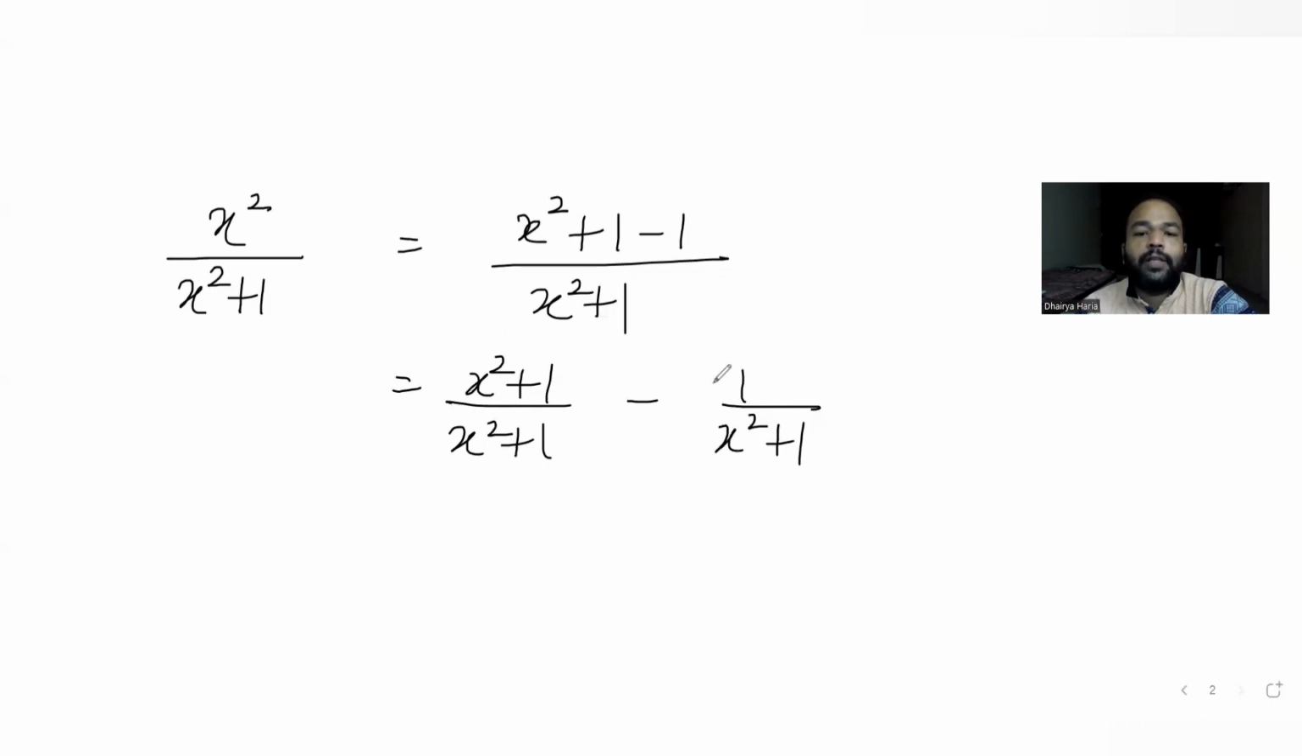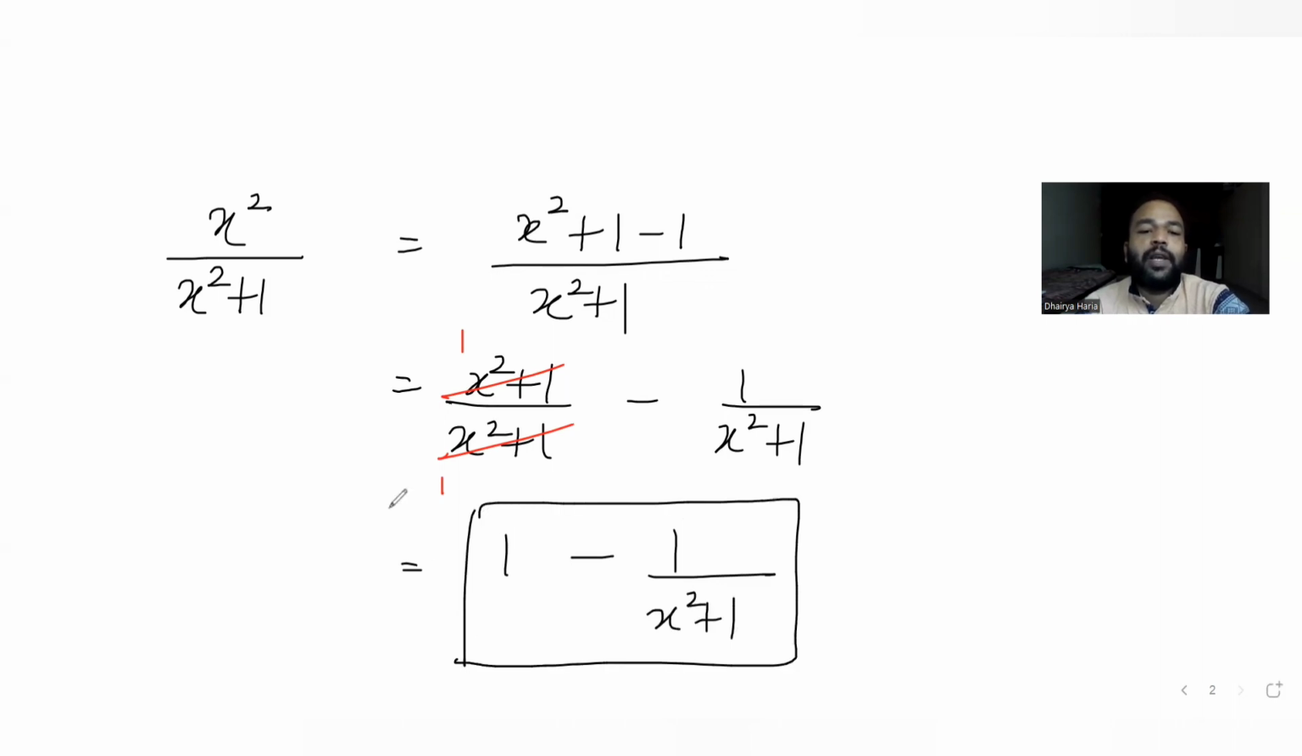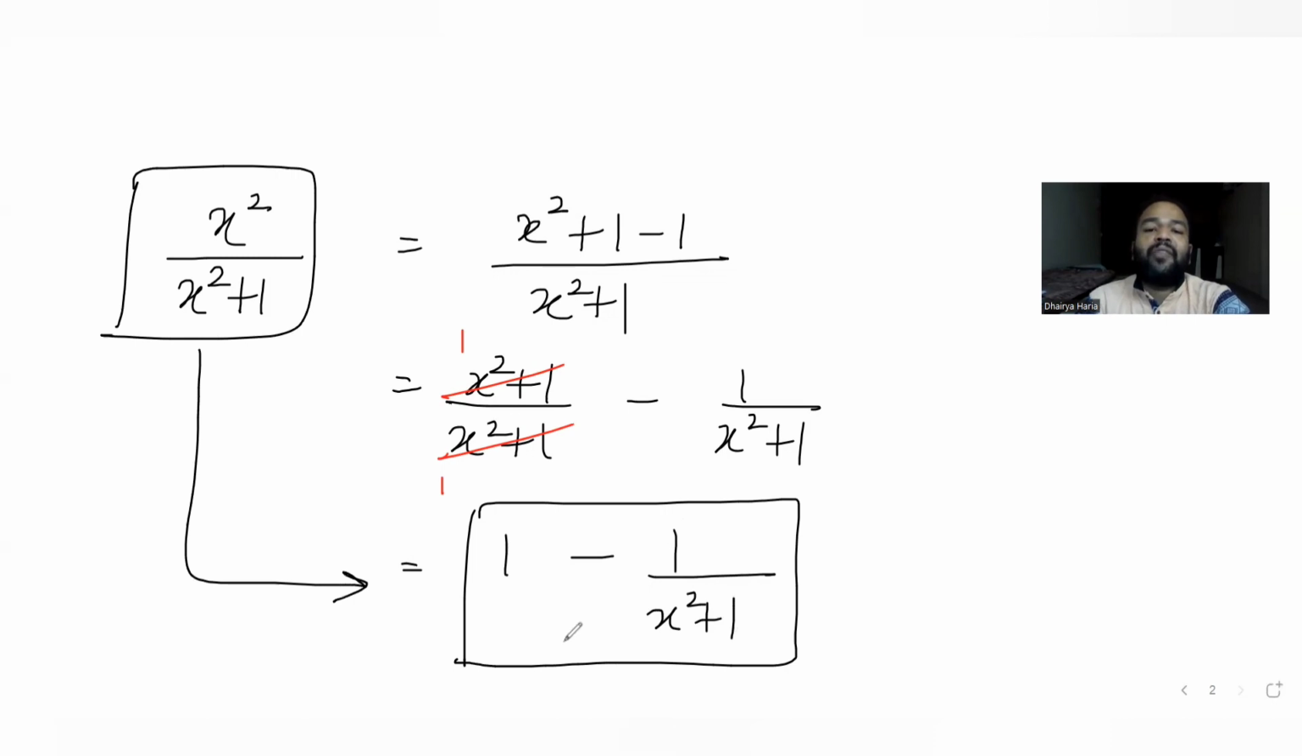So what I get here is x square plus 1 cancels from the numerator and denominator. You are left with 1, and you have here minus 1 upon x square plus 1. So basically, you have this entire expression simplified like this. Now let's try to find the minimum and maximum value of this expression.